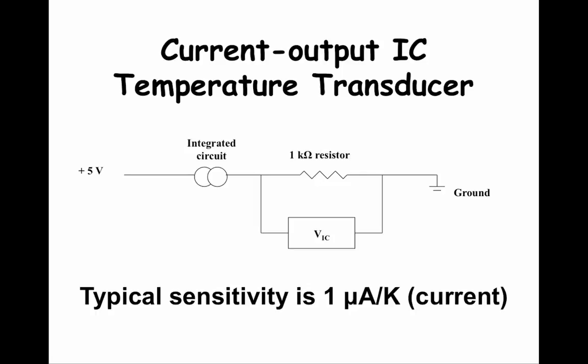Two big advantages of current output integrated circuit temperature transducers are: 1. The linear response, and 2. The current signal does not deteriorate or change with increasing wire length between the sensor and the PDAC55. Long leads can lead to voltage losses. Current is not lost in the same way.